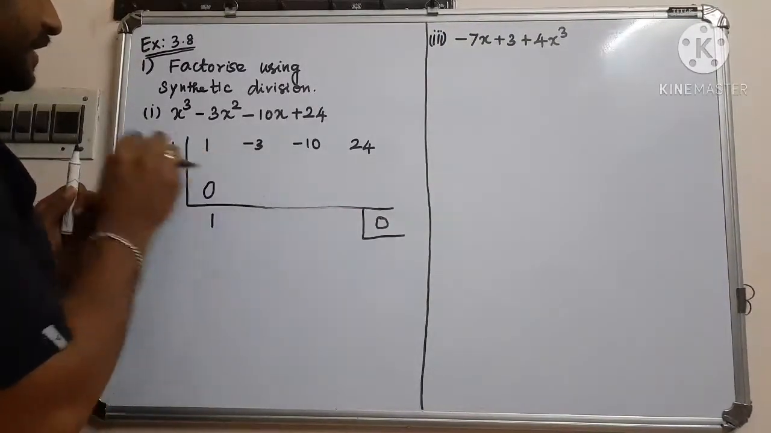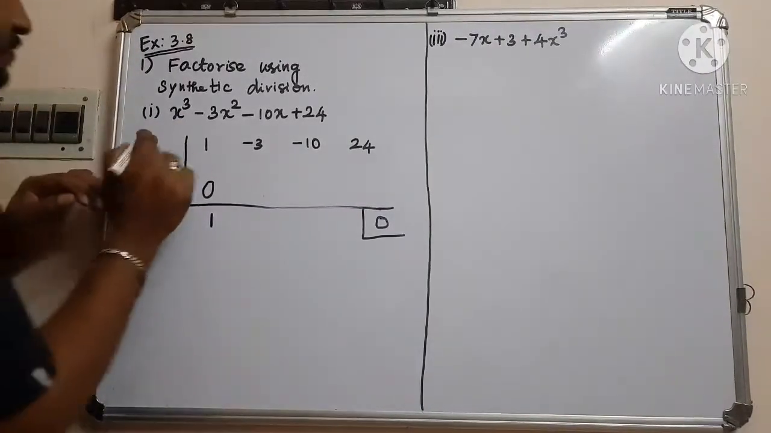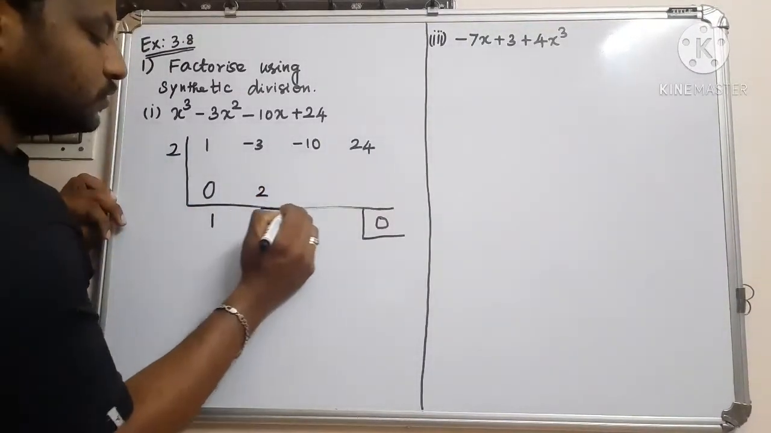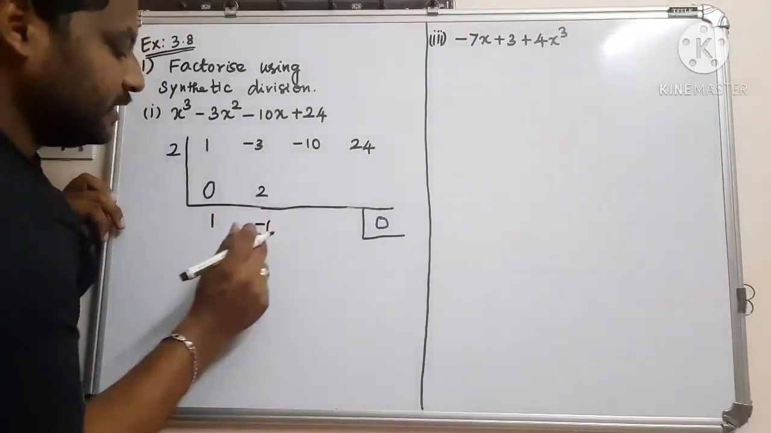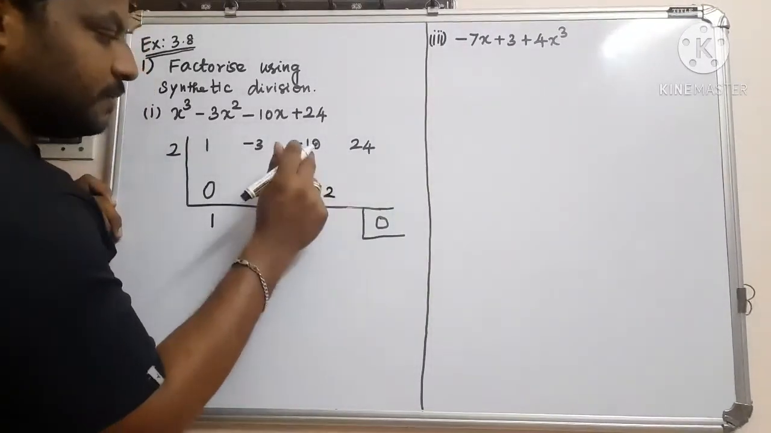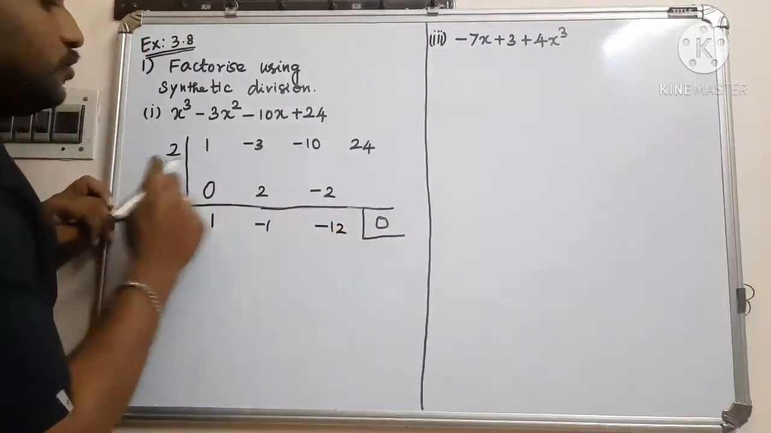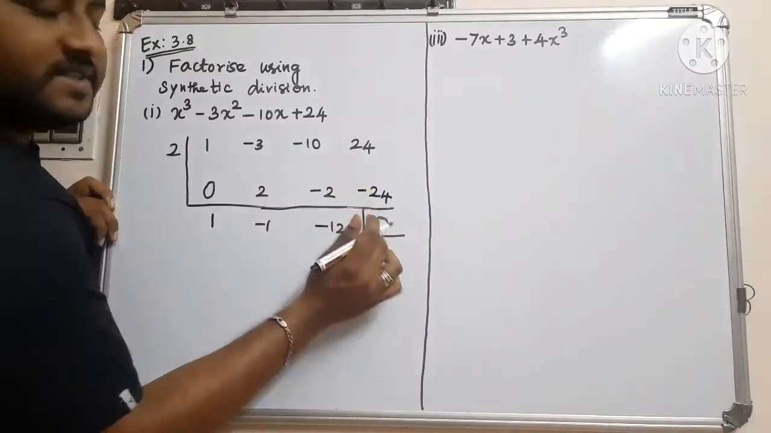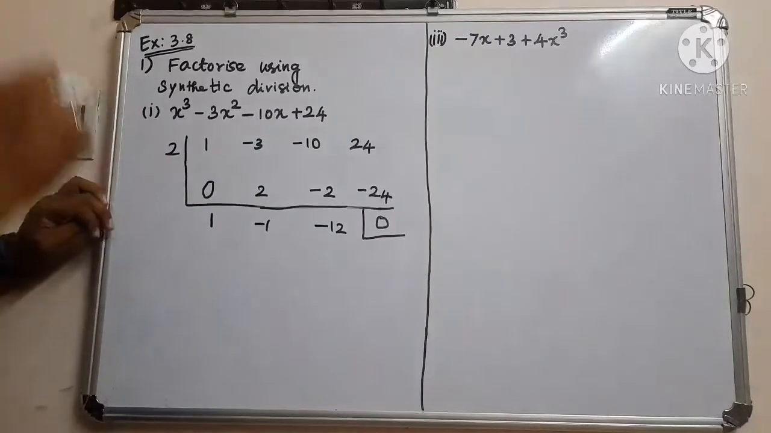So you have to try the next number, plus 2. 2 into 1, 2. Minus 3 plus 2 is equal to minus 1. Minus 1 into plus 2 is equal to minus 2. Minus 10 minus 2 is equal to minus 12. Minus 12 into 2, minus 24. So plus 24 minus 24 is equal to 0. Hence 2 is a factor for this polynomial.